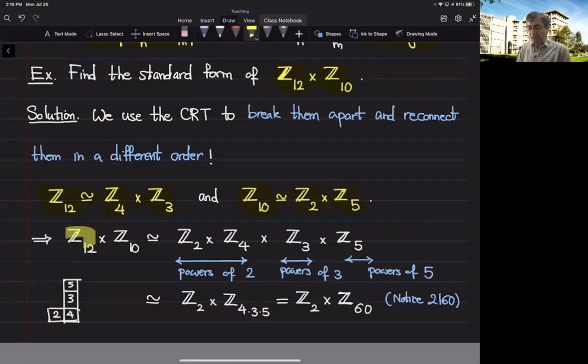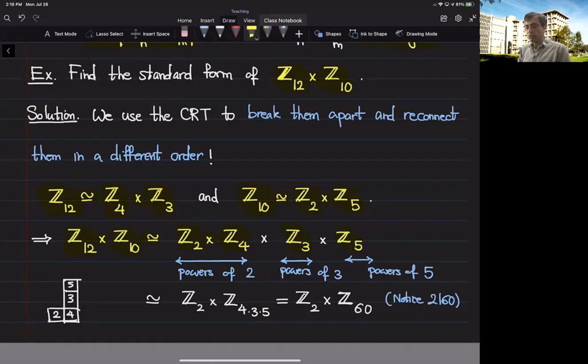So Z_12 cross Z_10 is isomorphic to, first I'm going to write down those factors that are powers of 2. That means Z_2 cross Z_4. Then I'm going to write down those factors that are powers of 3. I have only one here, so I write it over here. And finally, I'm going to write down those factors that are powers of 5, and I have only one over here, so I write it over there.